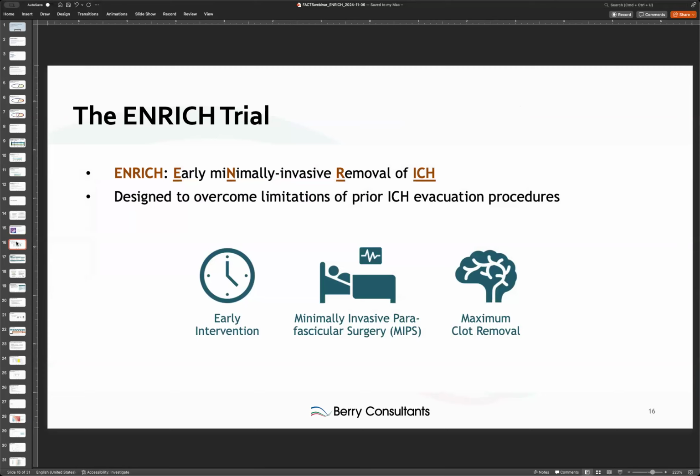So the ENRICH trial was designed to overcome limitations of prior ICH evacuation procedures. There were previous studies in this space. I'm not going to get into it. The MISTIE trials, the STICH trials. What ENRICH did a little differently was they focused on early intervention. So patients were randomized within 24 hours of last seen well from their stroke. They are using this minimally invasive surgery, which we'll call MIPS. This is the intervention that we're going to test, focusing on maximum clot removal.